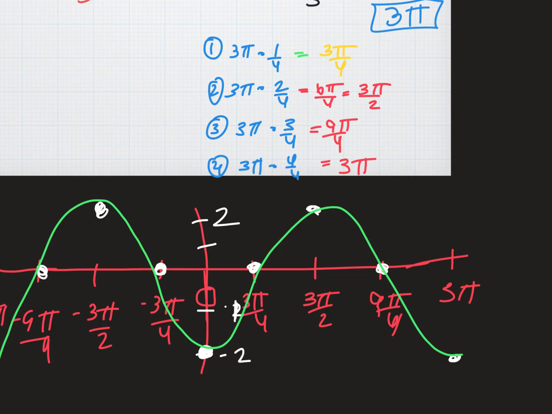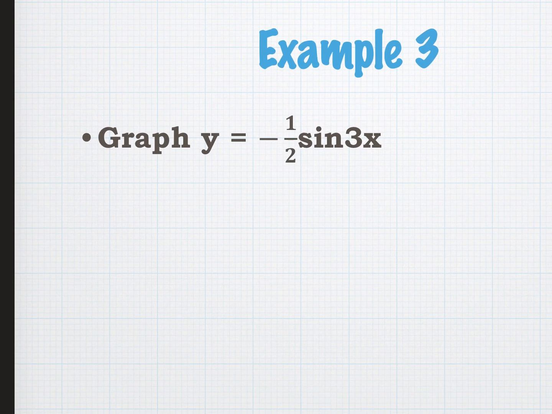We're going to talk tomorrow. I have one more example. We're going to talk tomorrow about phase shifts, meaning that's how we move left to right, horizontally. And we're going to talk about vertical shifts. That's how we move up and down. So let's go to the next. And then I'll stop yapping and let you guys work.